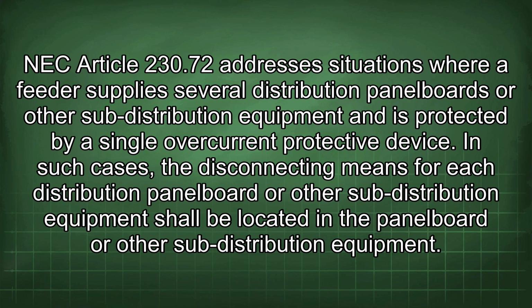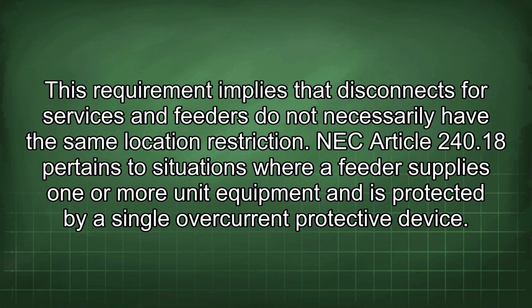NEC Article 230.72 addresses situations where a feeder supplies several distribution panel boards or other sub-distribution equipment and is protected by a single overcurrent protective device. In such cases, the disconnecting means for each distribution panel board or other sub-distribution equipment shall be located in the panel board or other sub-distribution equipment. This requirement implies that disconnects for services and feeders do not necessarily have the same location restriction.